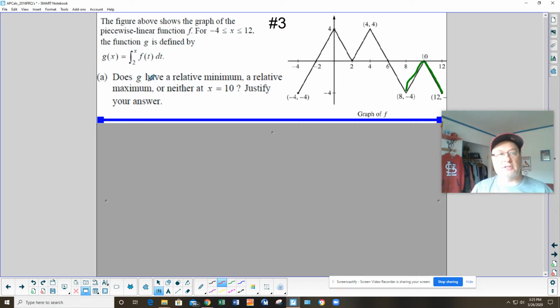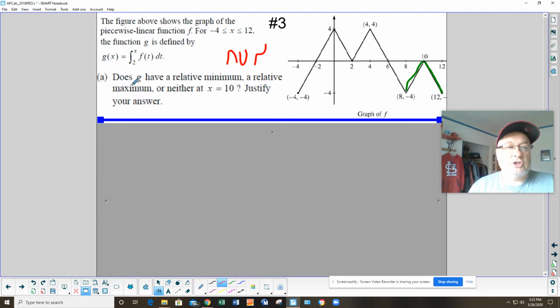As I unpack these questions, make sure you listen very carefully to how I model what I would be doing if I were to do this FRQ. So the question is, does G have a relative minimum, a relative maximum, or neither at x equals 10? And then don't forget to justify. As I'm reading that, I'm thinking to myself, how do I tell if G has a minimum or a maximum? Well, minimums and maximums are when the derivative is 0, but it must change from positive to negative or negative to positive to be maxes and mins. And if it just keeps increasing like this, it's a neither kind of situation.